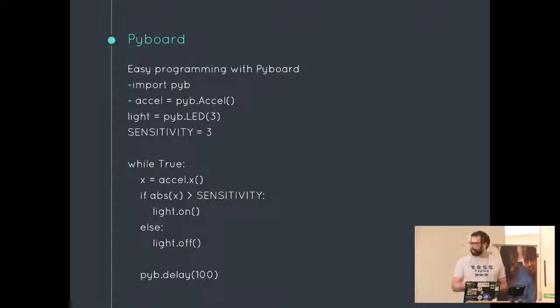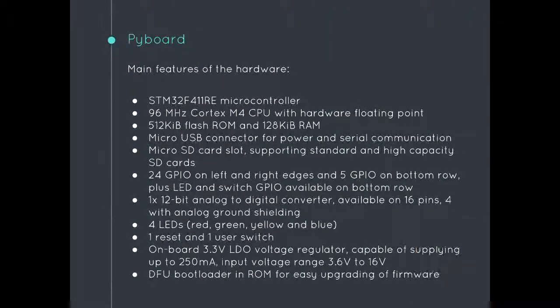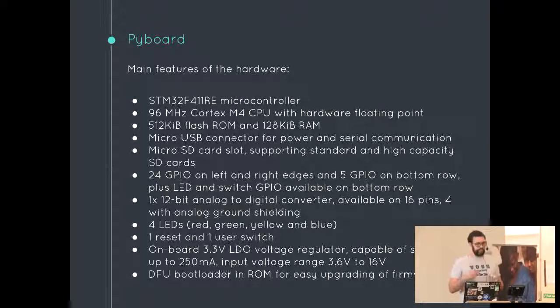That's accessing both the LED and the accelerometer, and that's the hardware that's running on it. It's got 24 input-output pins, a couple of LEDs, 3.3 volts, micro USB, as I said, a 96 megahertz CPU, and about 128 kilobits of RAM. So still a small device, but fairly powerful for something like MicroPython to use. And if you are not quite comfortable with hardware, it's probably the first place to start and easy to get going.